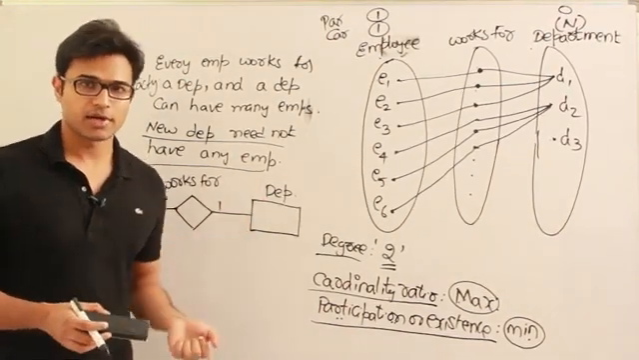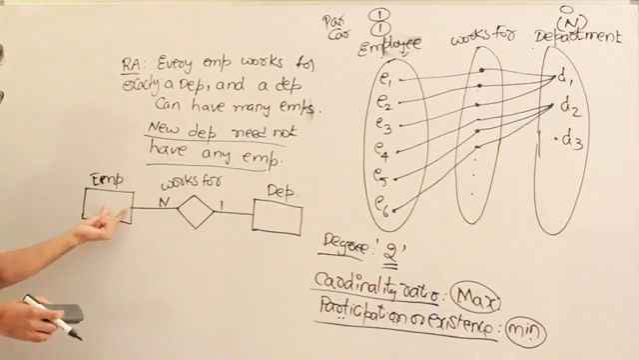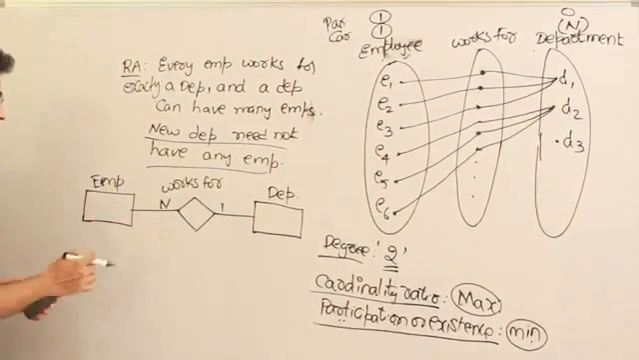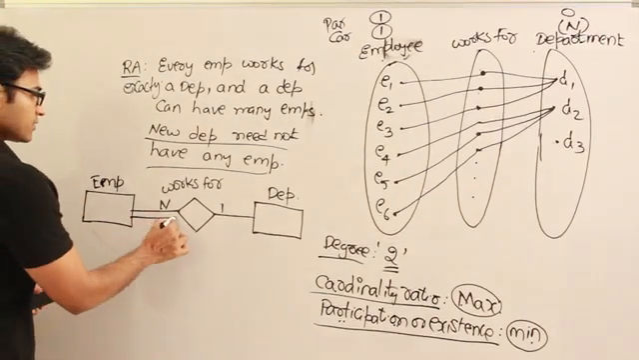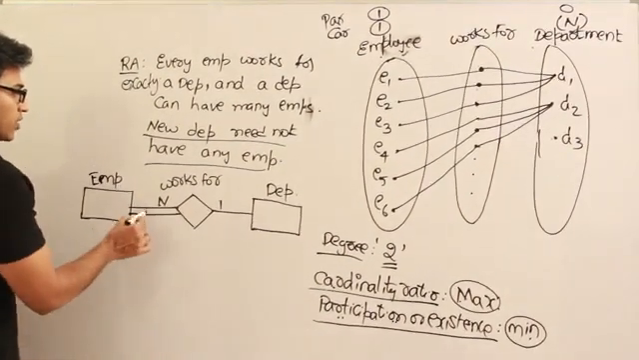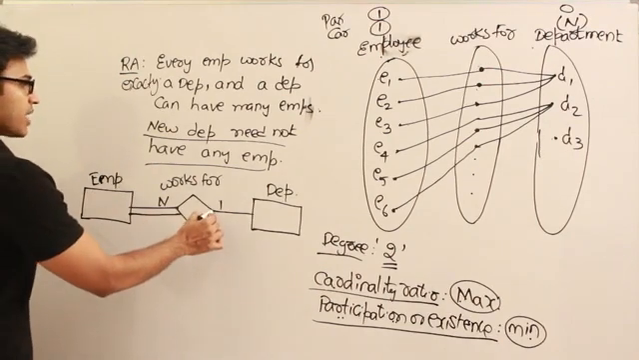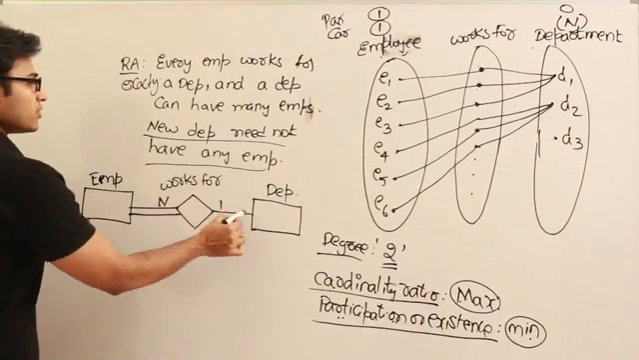New departments need not have any employees, but every employee has to participate in a relationship because every employee should work for a department. In that case, we are going to write like this, right? If it is total participation, we are going to use double lines, and if it is partial participation, we are going to use a single line.